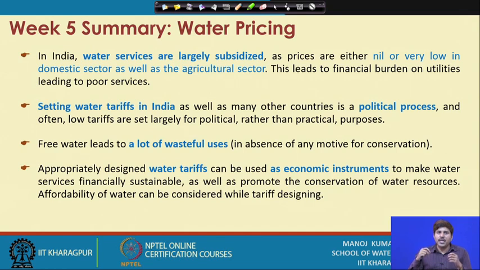So, appropriately designed water tariffs should be used as economic instruments to make water services financially sustainable as well as promote the conservation of water resources. Now, there could be a problem with affordability, which can be taken care of while setting the different tariffs.